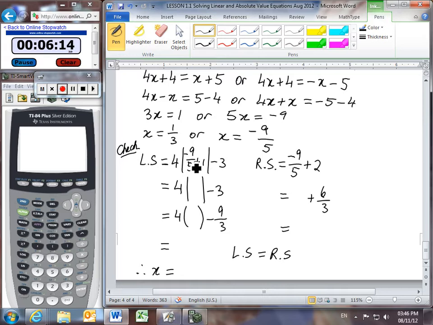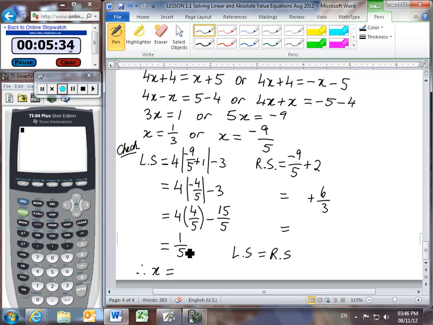Alright, so negative 9 over 5 plus 1 is negative 4 over 5. And the absolute value of negative 4 over 5 is, of course, 4 over 5. And this time, my common denominator is going to be over 5. So instead of a 3, let's change it to a 15 over 5. So I've got a total of 16 over 5 minus 15 over 5, and that gives me a final left-hand side of 1 over 5.